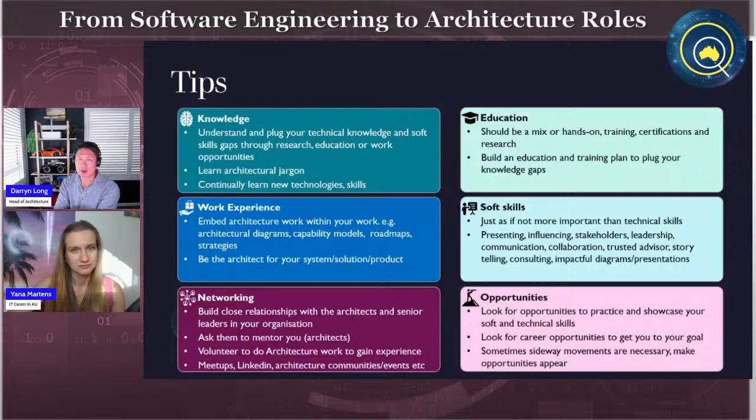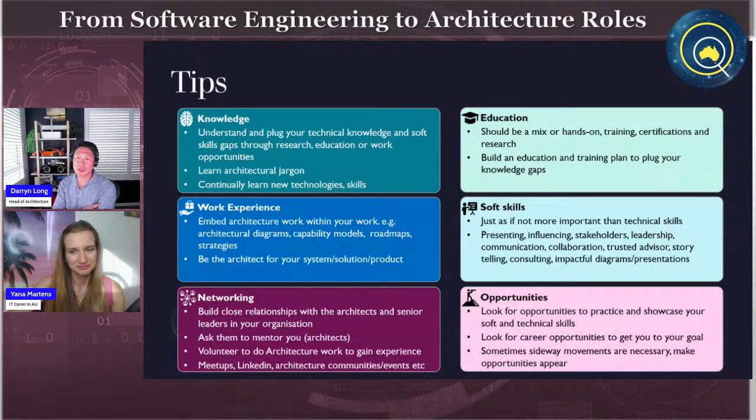I think some other tips around knowledge: understand where your soft skill and technical skill gaps are, right? Like me, I was terrible at presenting, and I didn't know anything about cyber or networking. So I did training and practice, and read anything I could to uplift my skills and knowledge in that area.